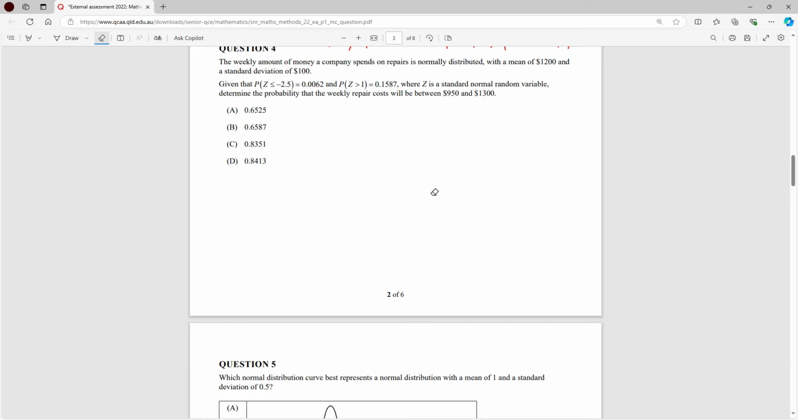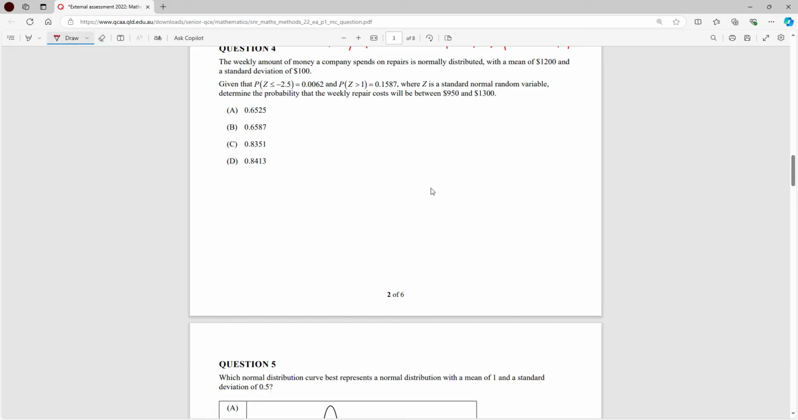Question 4. The weekly amount of money a company spends on repairs is normally distributed with a mean of $1,200 and a standard deviation of $100. Given that the probability that the z-score is less than or equal to -2.5 is this, and the probability that the z-score is greater than 1 is this, where z is the standardized normal random variable, determine the probability that the weekly repair costs will be between $950 and $1,300.